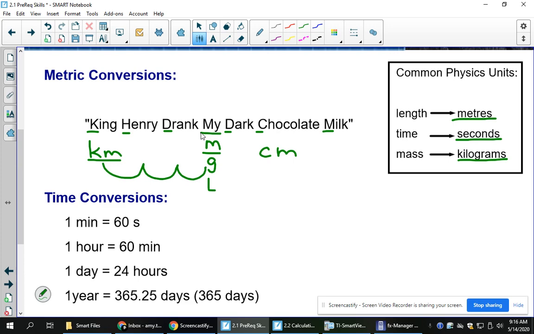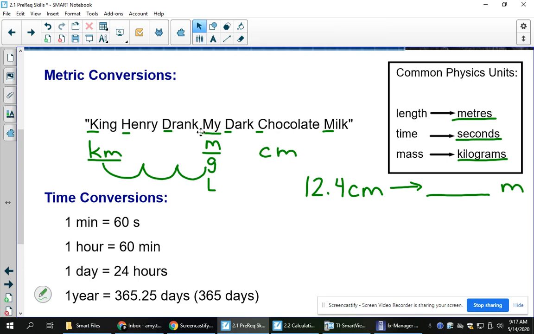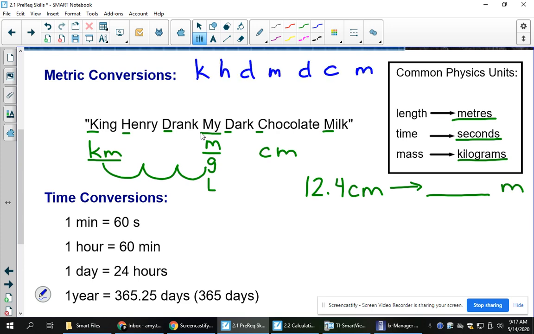Now, let's do an example of a metric conversion here. Let's say I gave you 12.4 centimeters. I want you to convert that into our base unit in physics, which is meters. So back up here at King Henry drank my dark chocolate milk, I'm going to go from centimeters to meters. And you have to remember that meters is the middle one.